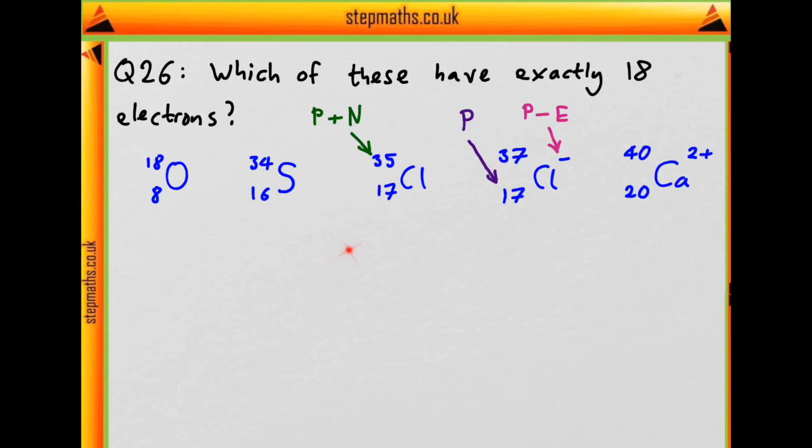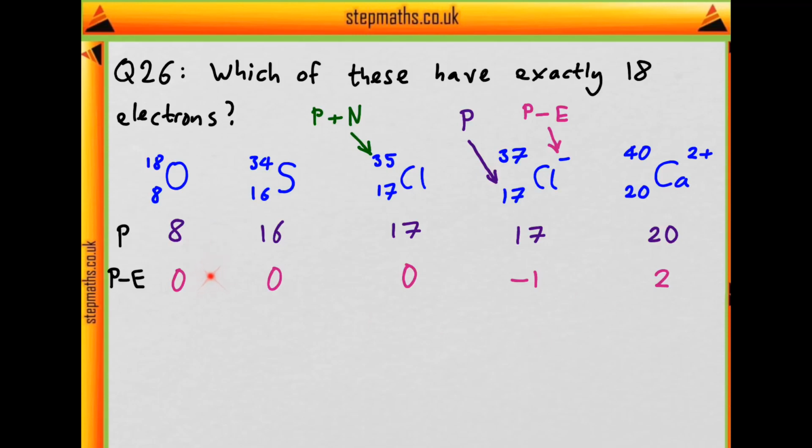We can read off the number of protons as just the atomic number for each one. Next, if we look at the charge, we know all our P minus E's. So for these three, because they're neutral, there is no charge, that's 0. And P minus E for this chloride is -1. And for the calcium, it's 2 plus, so 2.